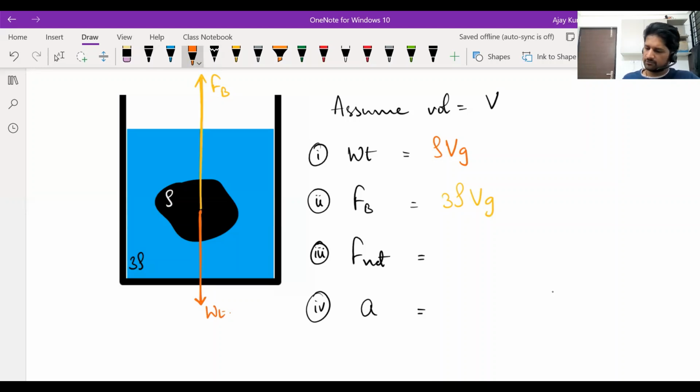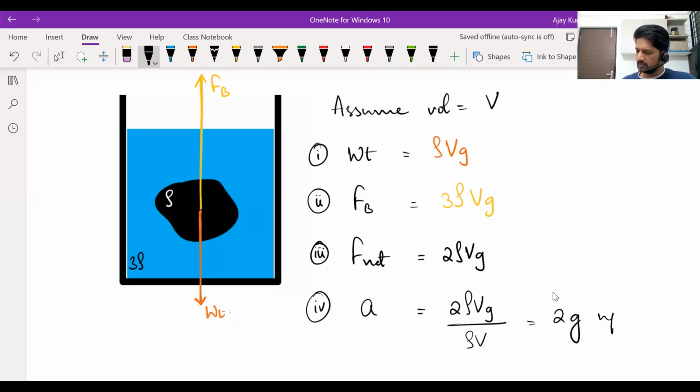So how much is the net force? Stronger force minus the weaker force. Net force will be 2 rho Vg. And acceleration from Newton's second law is net force divided by mass of the object. Mass of the object is rho V. So the acceleration will be 2g in the upward direction.